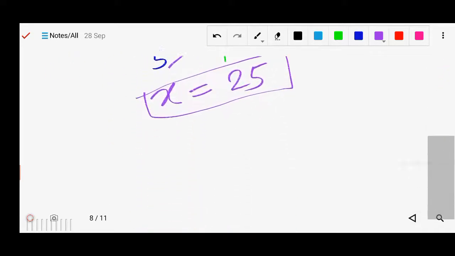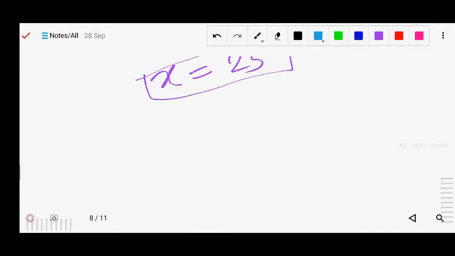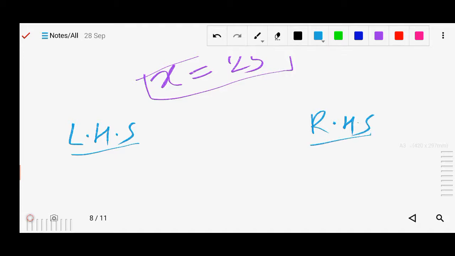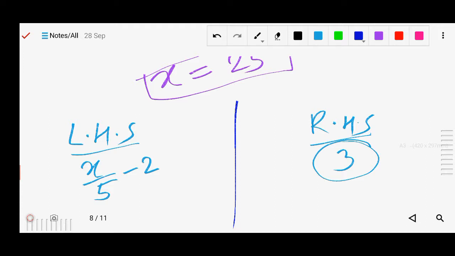Now you can verify it for the left hand side and for the right hand side. In the left hand side what is the value? X by 5 minus 2. In the right hand side only 3. So this side there is no need to do anything, so only the left hand side we will do.